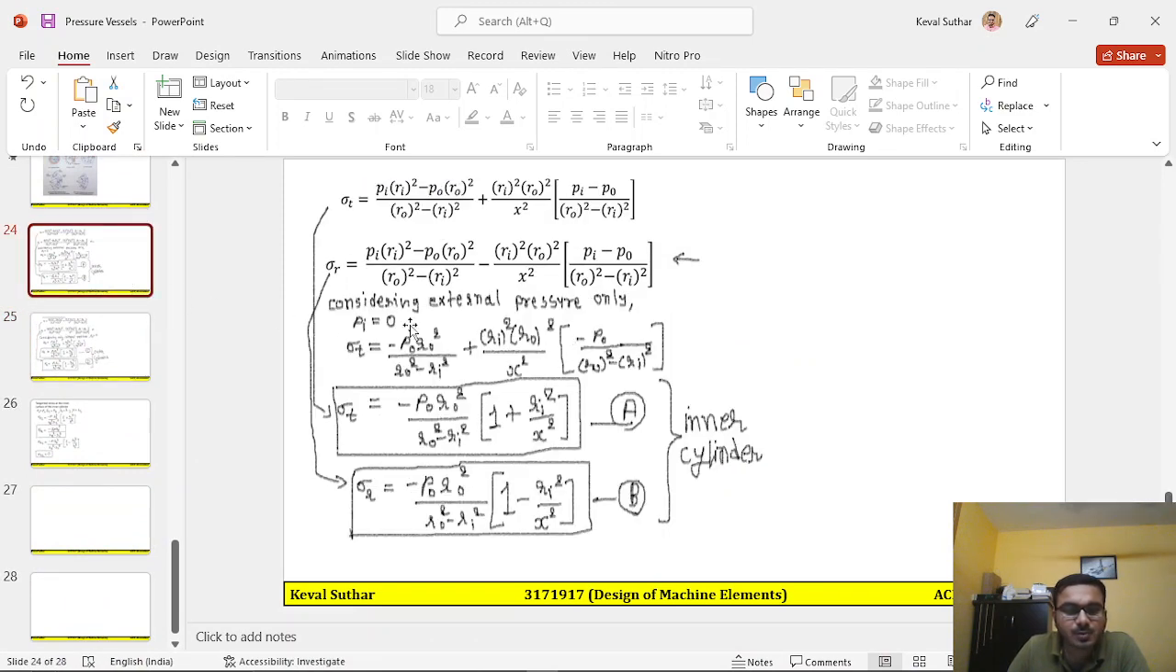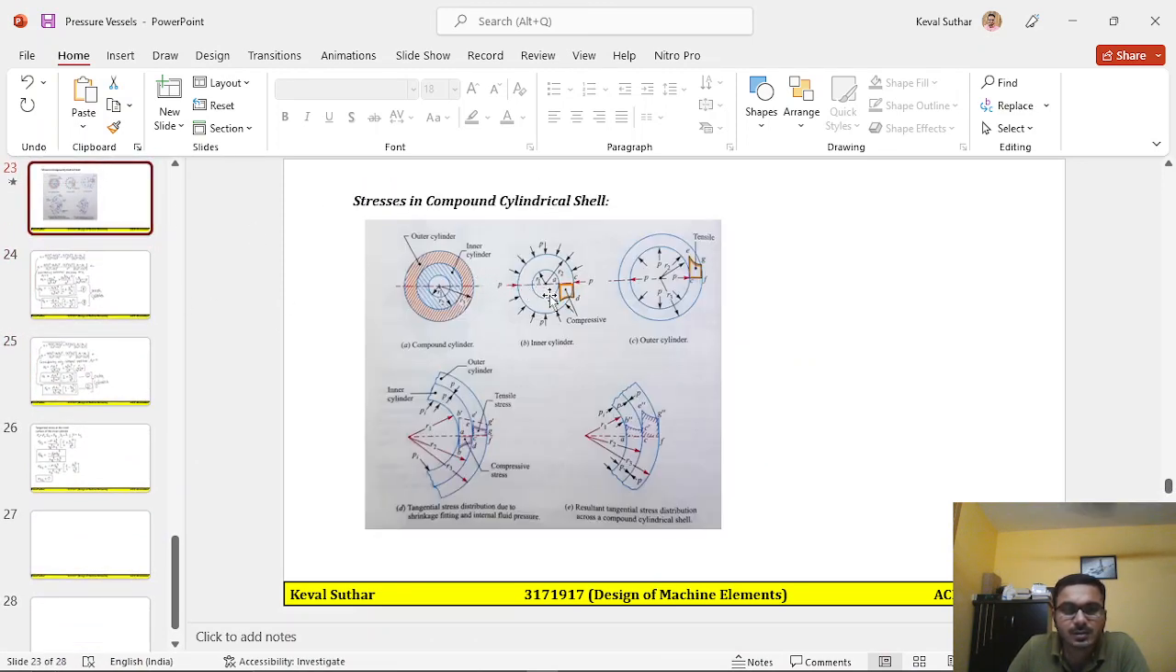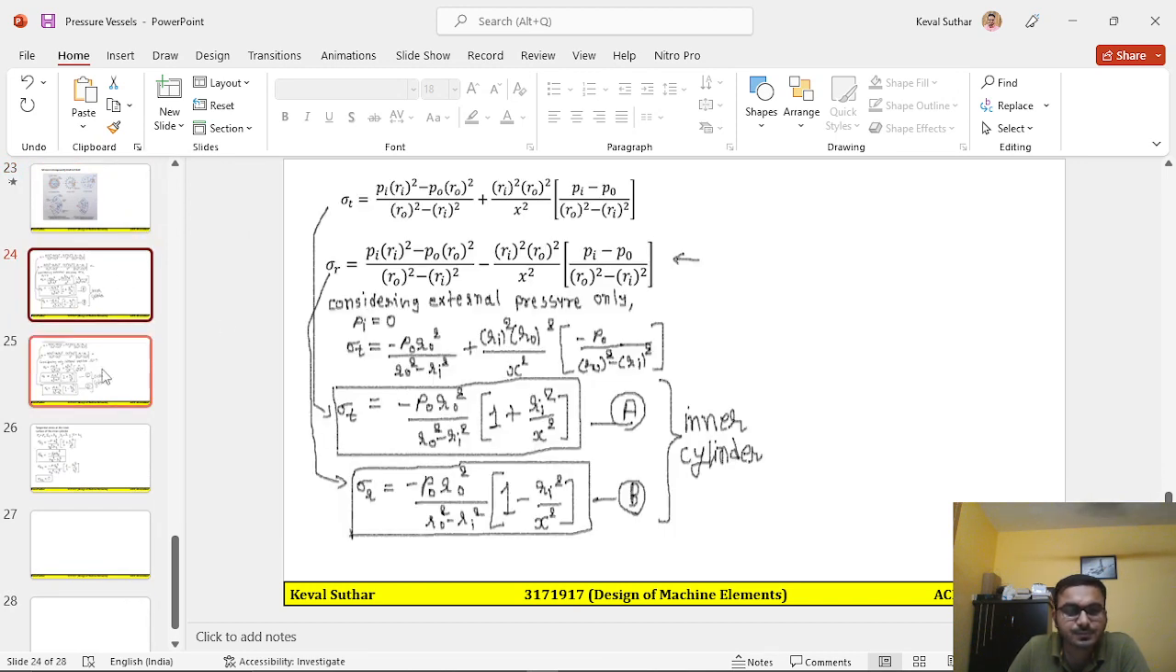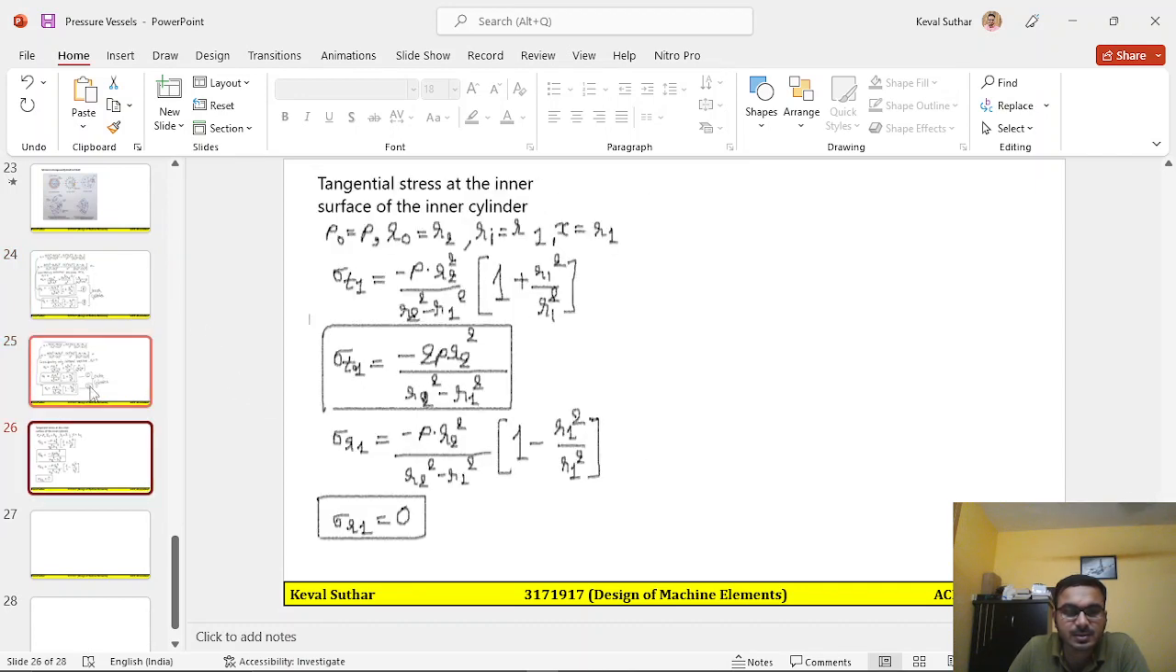We have discussed the inner cylinder and outer cylinder of the compound cylindrical shell. We have obtained the values of tangential stress and radial stress for the inner cylinder and the outer cylinder.